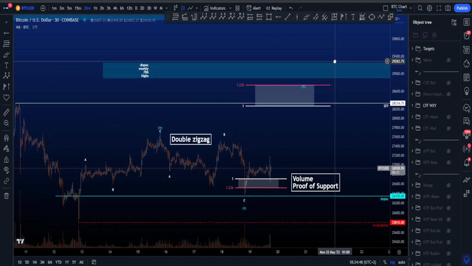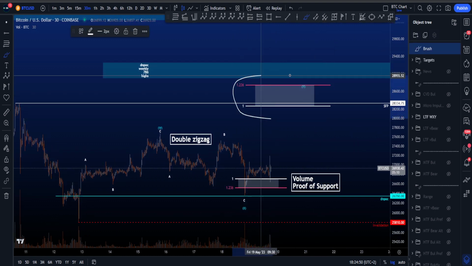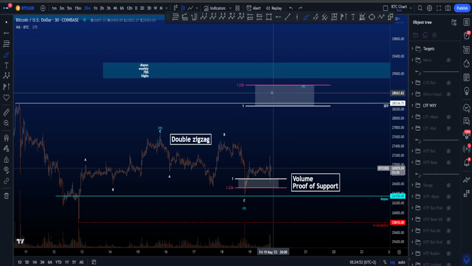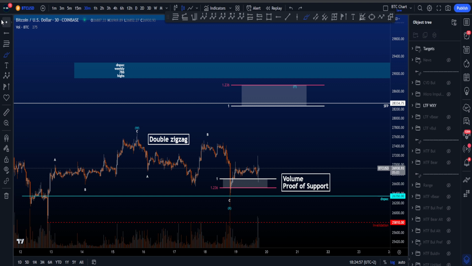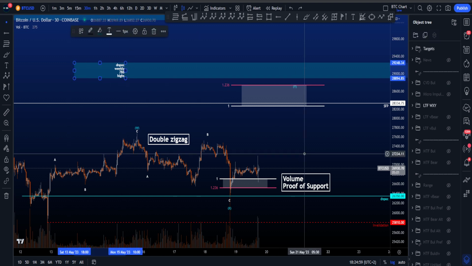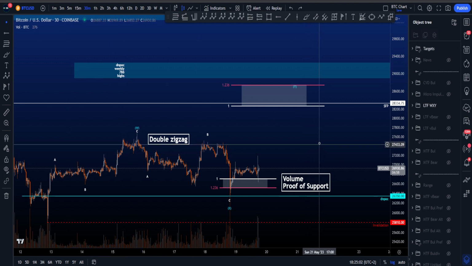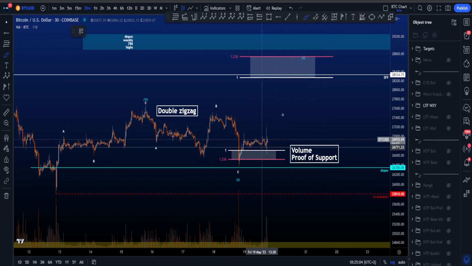However, we also have a target box just above the most common target area for wave Y, so it can be interesting to hit this target box as well for then a continuation to the downside. And the target box is between 28.9k and 29.2k. So basically in this scenario we're looking for upside.